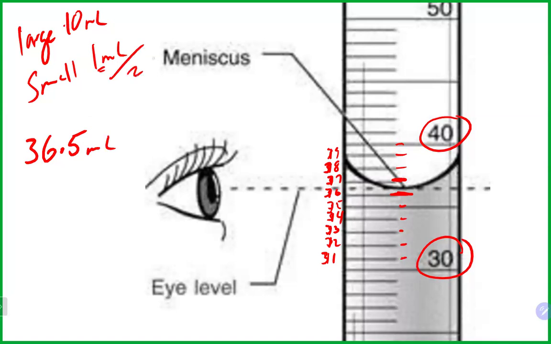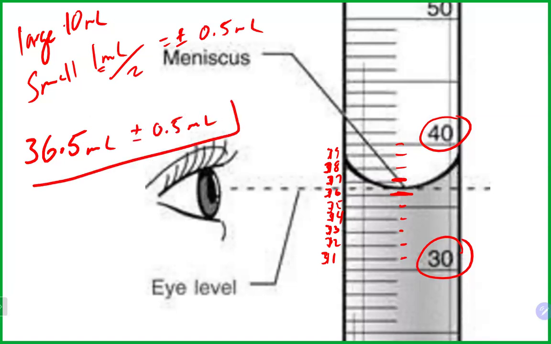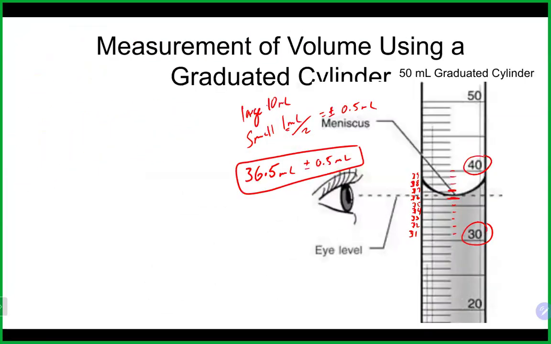Once again, if you divide that by 2, that's going to give you your plus or minus 0.5 milliliters. Any questions on that one there? How many significant figures would this have? It would have 3 significant figures. Uncertain digit is the 5. Yeah. Any questions on that there?